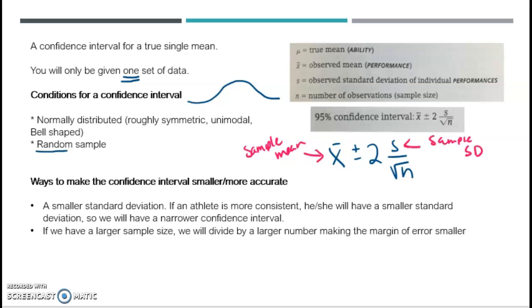The last thing is this n. This n represents how many numbers you have, or how much data you have. So, how many total observations.